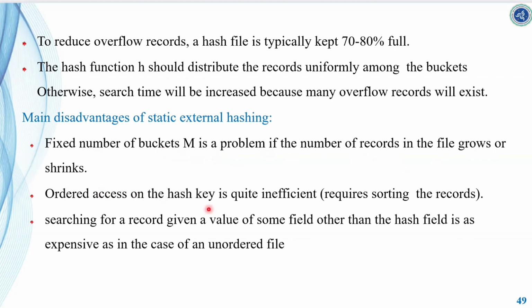Again, ordered access on the hash key is quite inefficient, because it requires sorting, which is expensive. That is, it takes time to sort the elements on the basis of the hash key. Also, searching for a record given a value for some field other than the hash field is expensive, as the key values may not be ordered; they may be unordered.